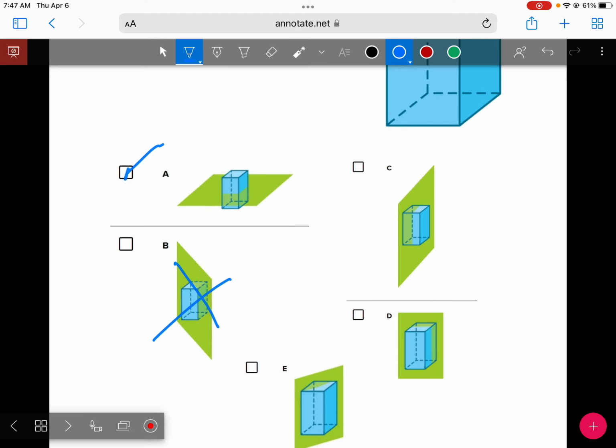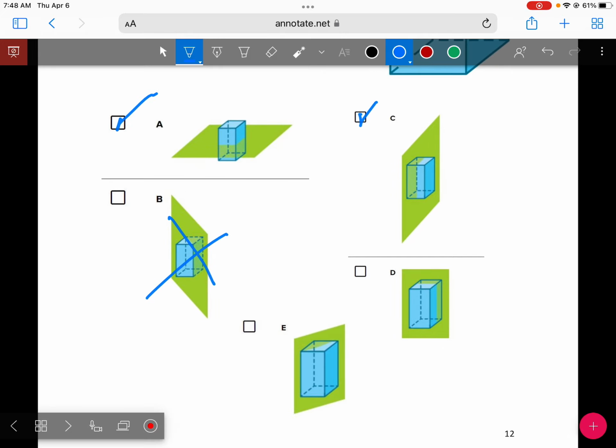How about letter C? If I cut that in half right here, that one would be a yes. It would slice it all the way down. So C is a yes. How about D? Yes. That's like going something like this, all the way down and through.